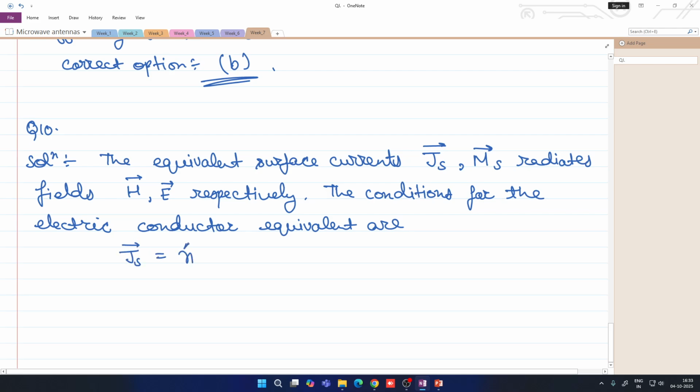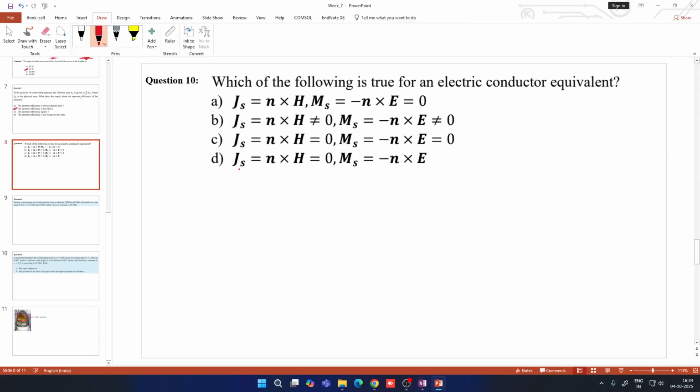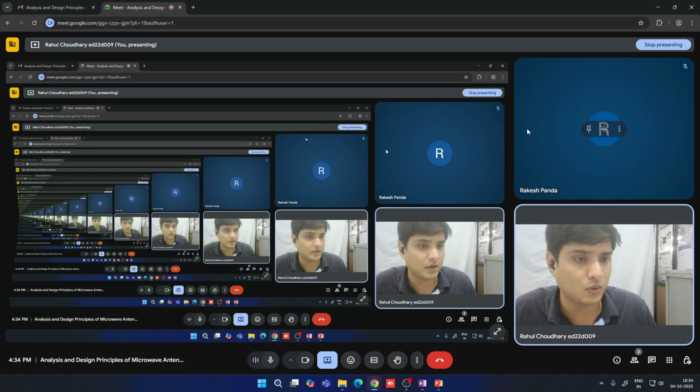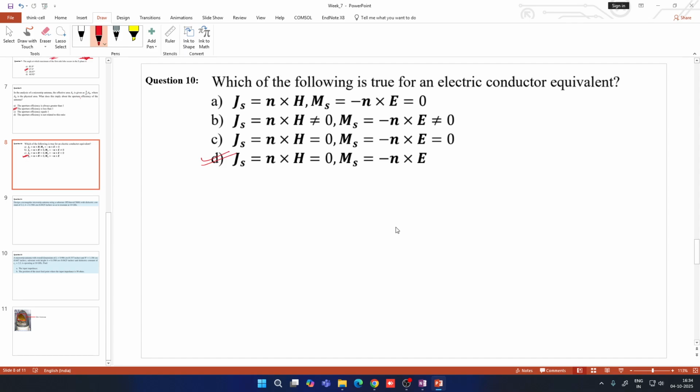Js is n cross h is 0, and Ms is minus n cross e. So this is the condition and we will match with the options. If we see, option D is correct, where Js is n cross h is 0 and Ms is minus n cross e. So option D is correct. I hope this question is clear. If you have any doubt in this, please let me know, or you can refer to the first lecture of this week. It has been explained clearly there.